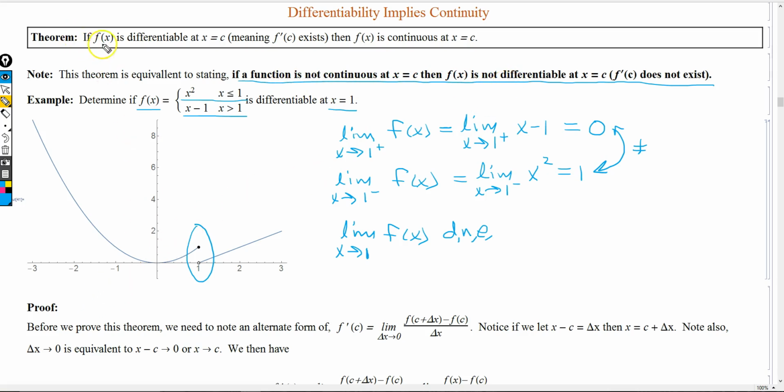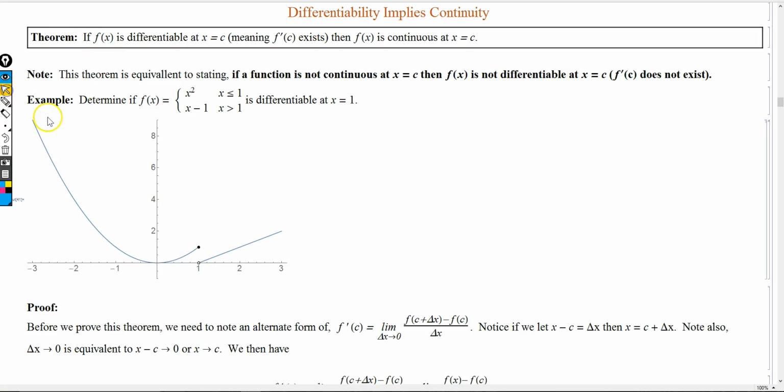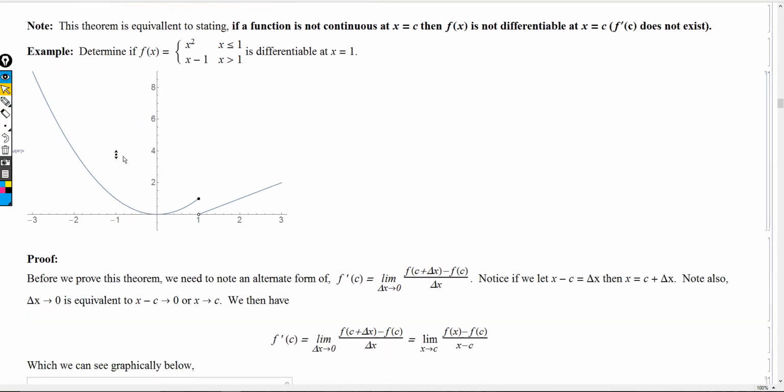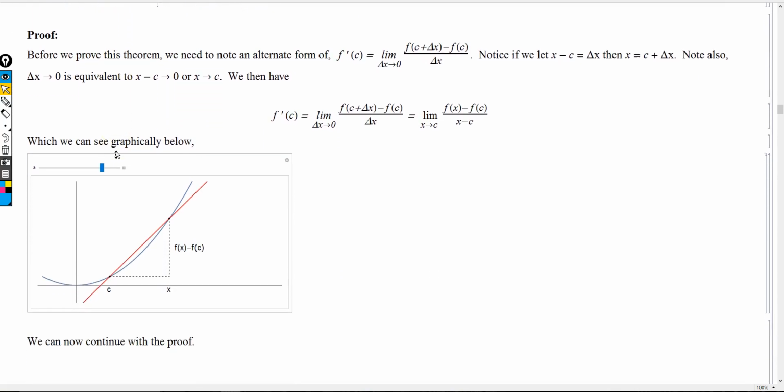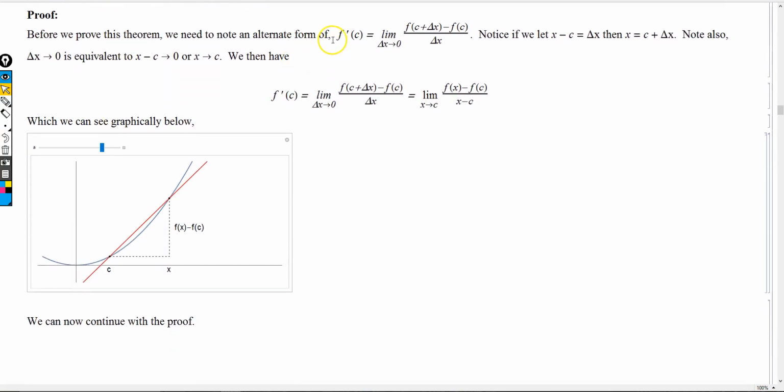Now let's look at a proof of this result. Before we actually get into the details of the proof, we have to look at an alternate form of the derivative of a function at c. So let's recall f prime of c we defined as the limit as delta x approaches 0 of f of c plus delta x minus f of c over delta x. So that was the way we wrote the derivative at c. Now we just need a slightly alternate form of this limit definition.